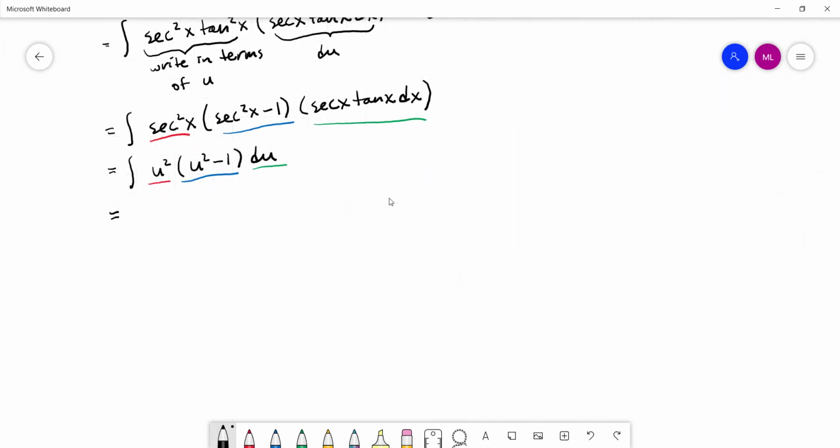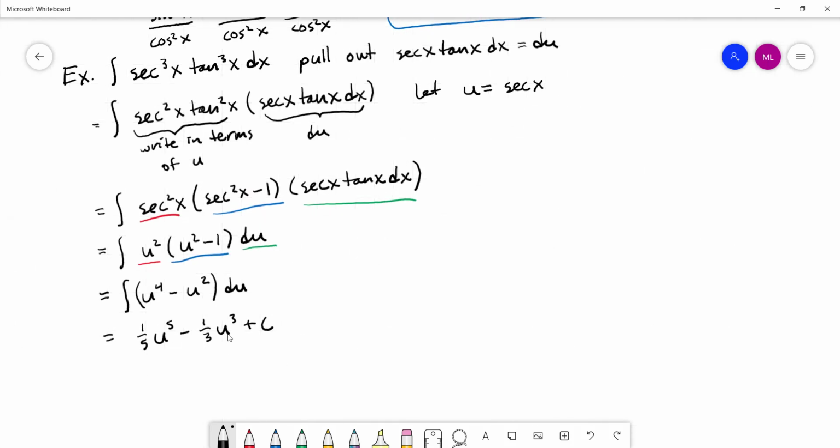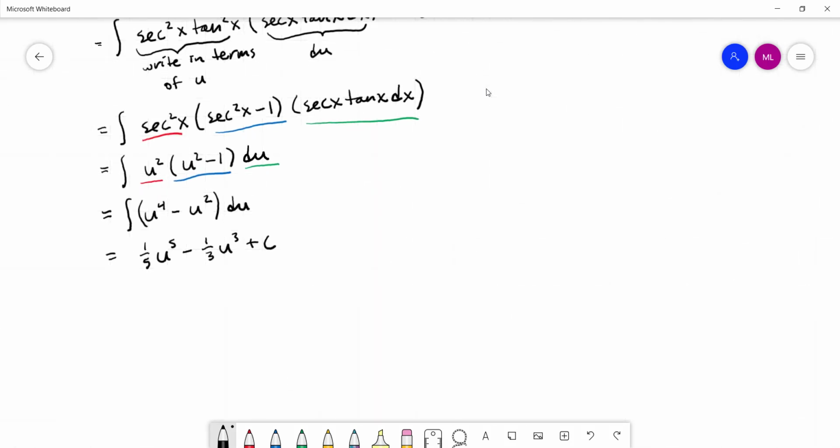To do this integration, we just distribute through. I'm going to have a u to the 4th minus u squared du. Do that integration. We'll get 1/5 u to the 5th minus 1/3 u cubed plus c. And then all I need to do is go back and substitute back in for the original variable, which is x, using our substitution right here. So replace those u's with secants, and we will get 1/5 secant to the 5th of x minus 1/3 secant cubed of x plus c. And there is our answer.